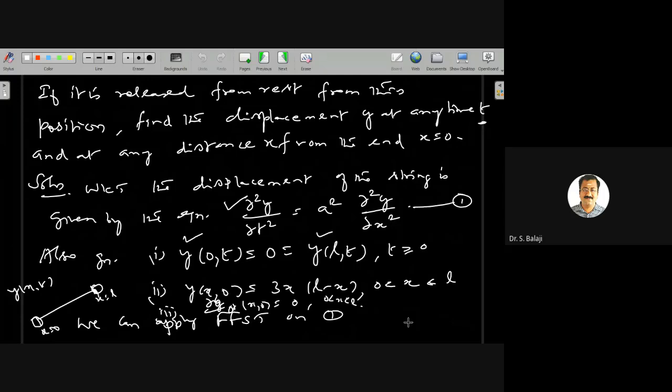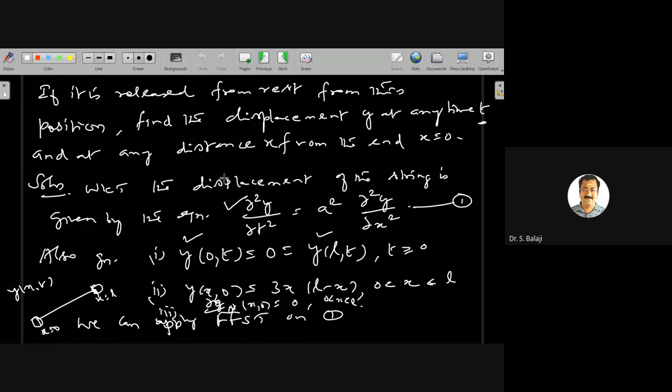Yesterday's problem was about the initial position. Initially the two ends are tightly fixed, not only initially but always, all the time. Therefore, we have to include these two conditions: at x equal to 0 there is no displacement, and similarly at x equal to L there is no displacement, that is, it equals 0.